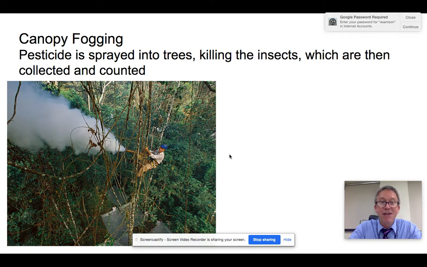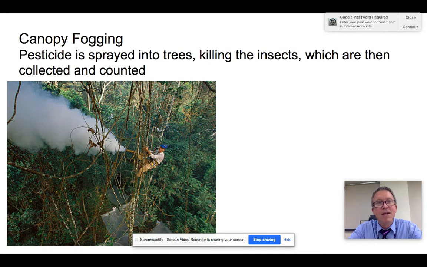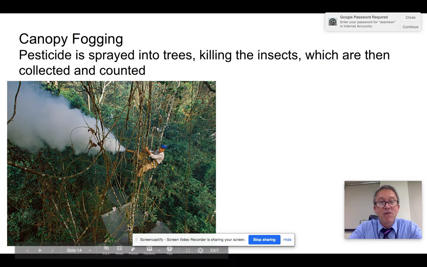Literally what you do is you lay down a bunch of plastic sheets to catch your victims. You go up into the canopy of a tree. I'm not sure how this guy actually got there. It looks like he climbed up. He's got no mask on. And you basically spray insecticide death into the canopy and just basically kill everything. And then everything drops down onto here.